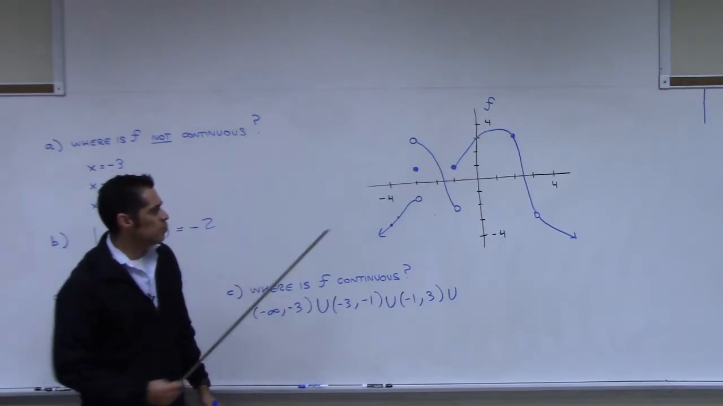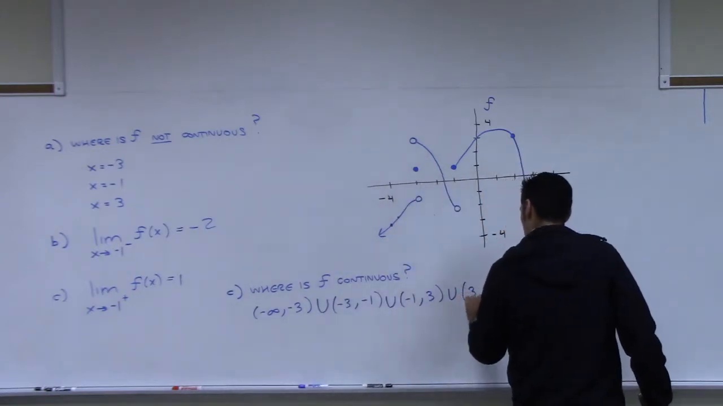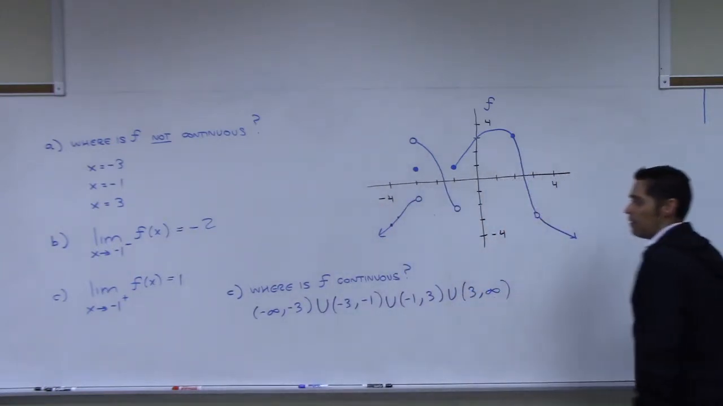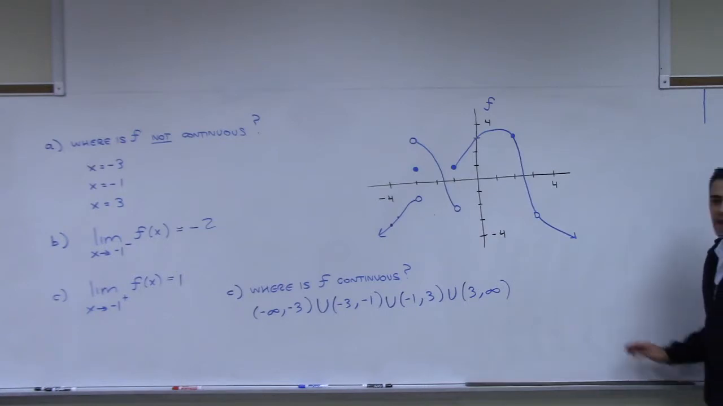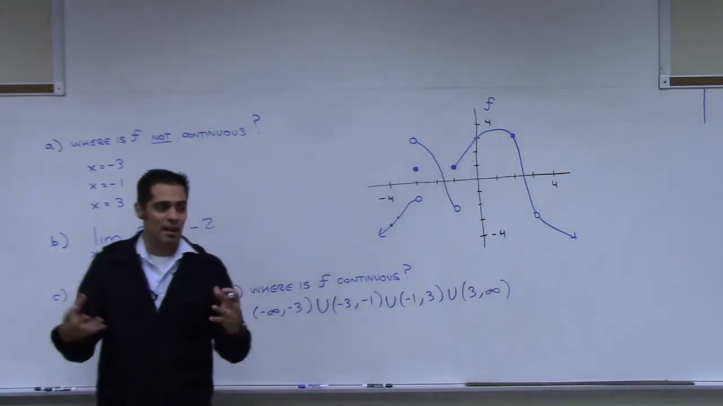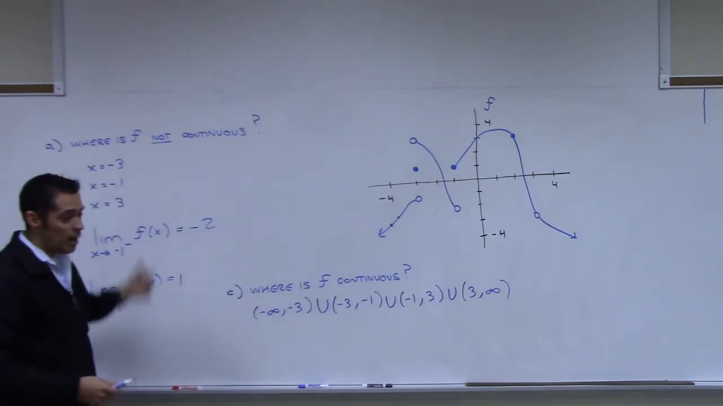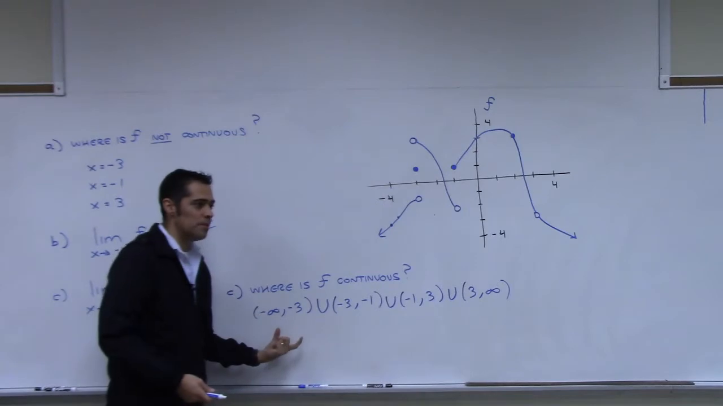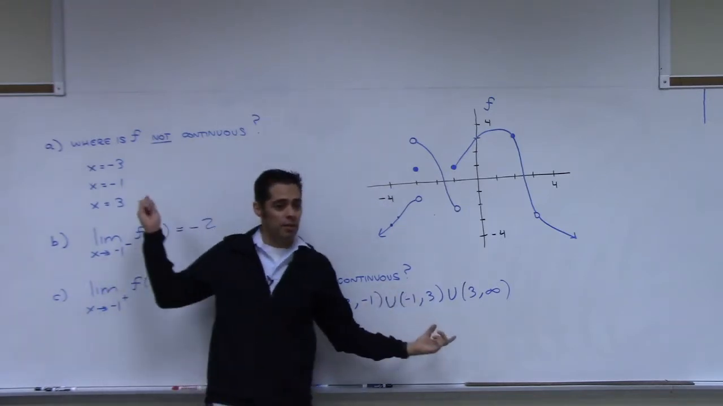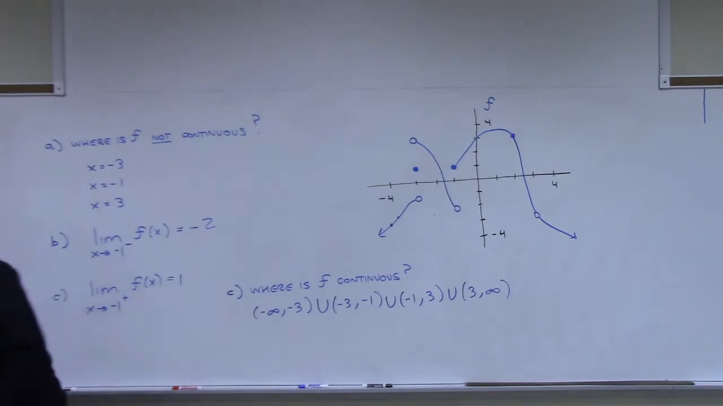Okay, there was one last one. It was 3 forever. Okay, good job, Ebony. So I think part A is an easier question, because it's like, where is it discontinuous? Where is it not continuous? You just list out the 3 points. But if you ask the opposite, where is it continuous, you've got to somehow represent all the answers that aren't those. All right, any questions on that?